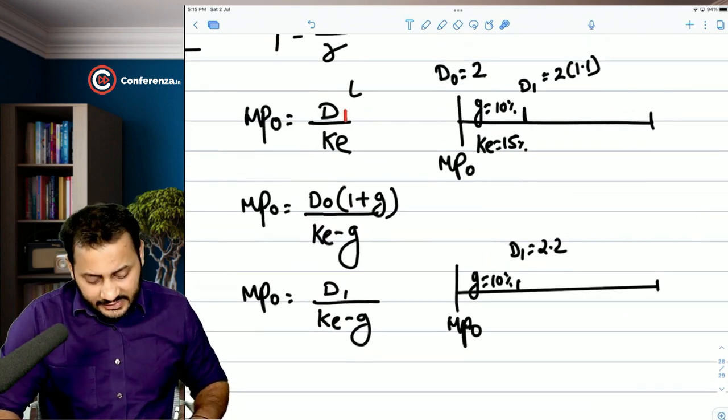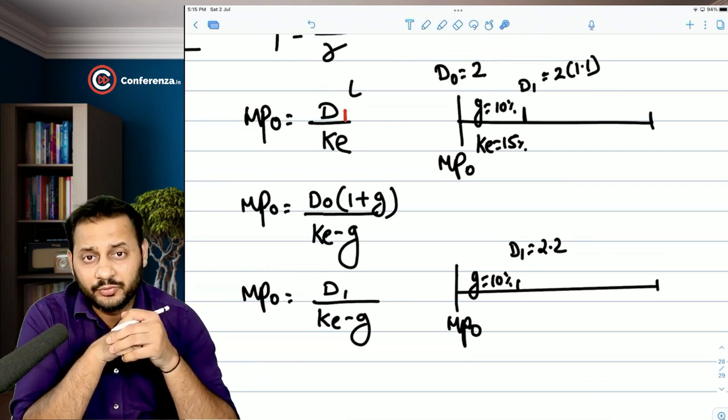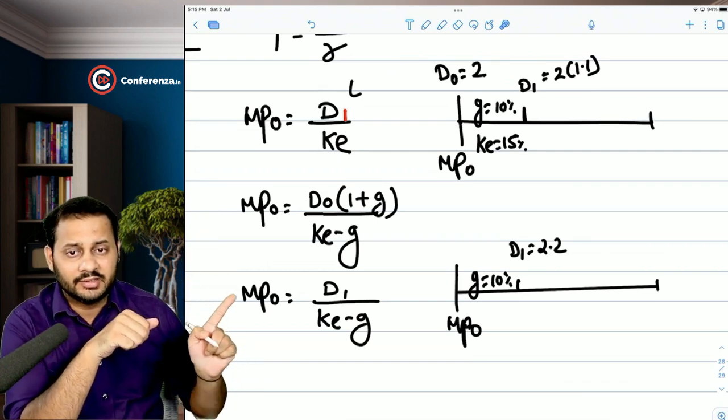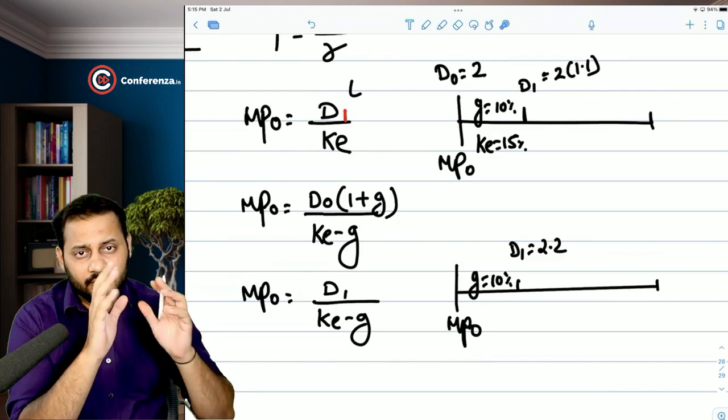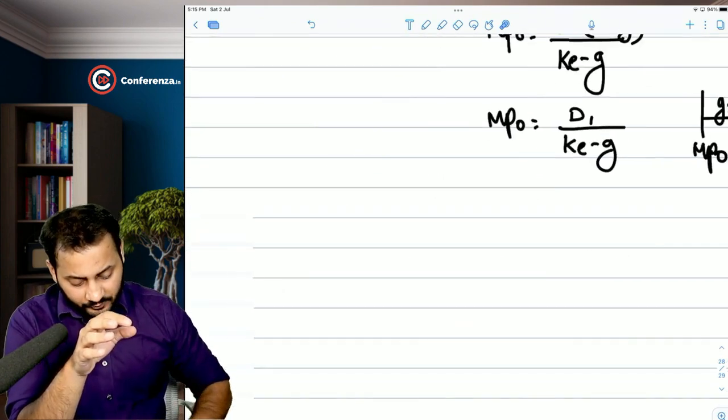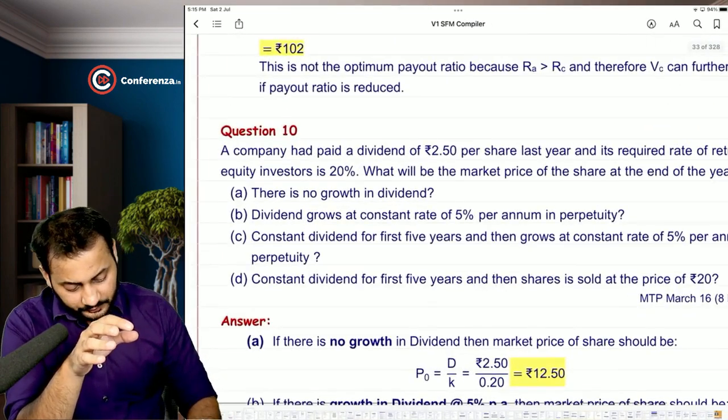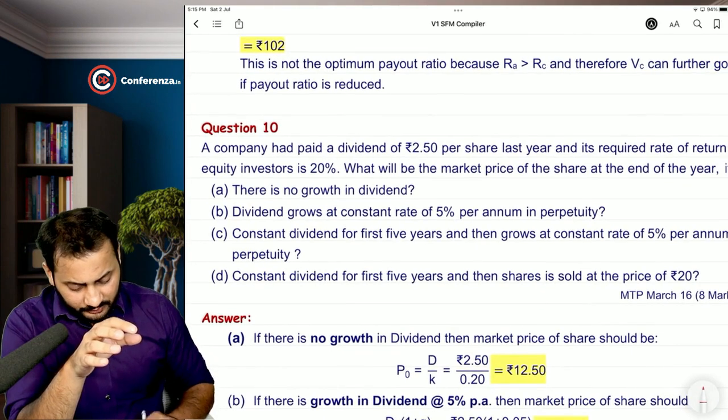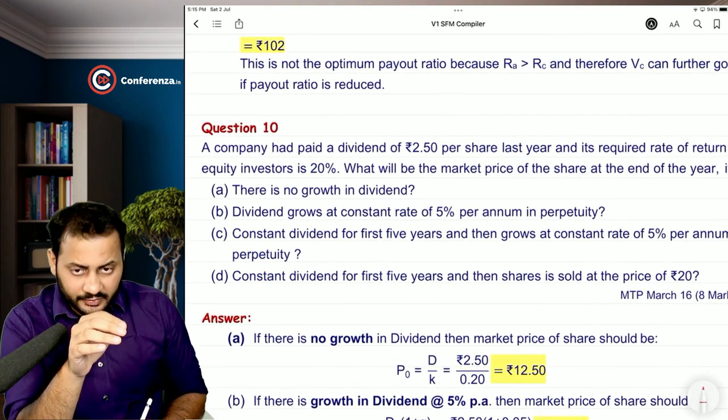So these three formulas you are going to use from time to time, mostly this one and this one. Again, making sure of one more thing, please note down here, beside question number 10.